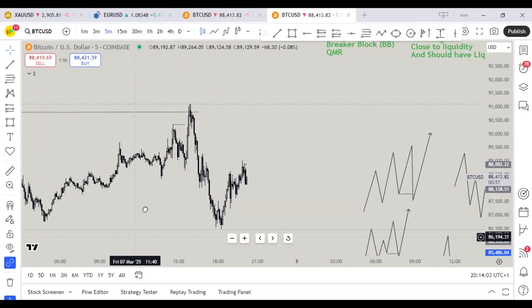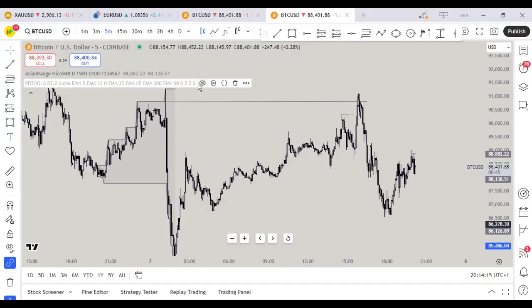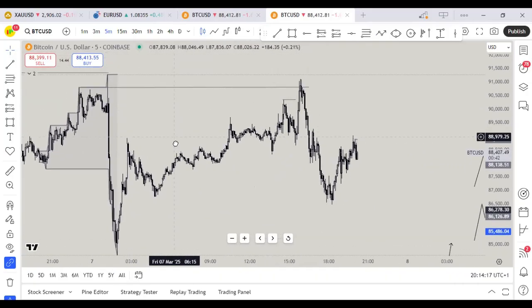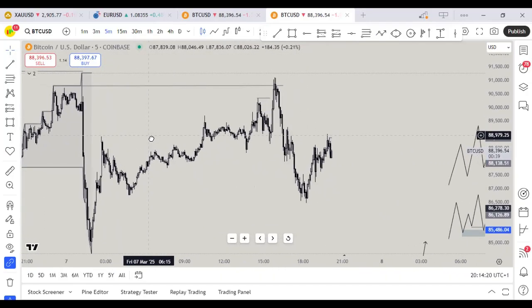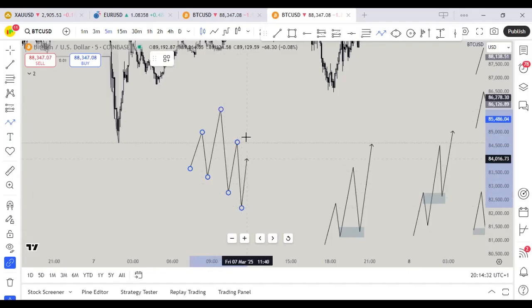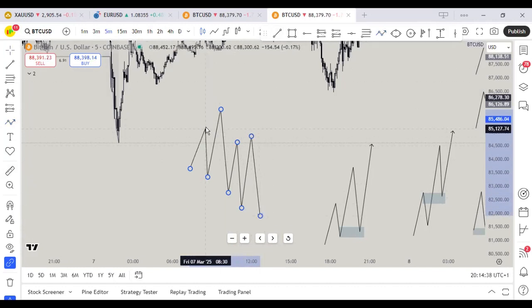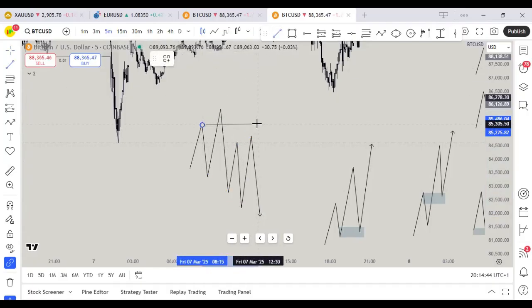Now, let's look for it on the chart. Today on BTC, which type of POI am I trading here? Which type of POI is this? Let me draw it out for you guys. You guys should tell me which type of POI this is. Now, this type of POI is a QMR.